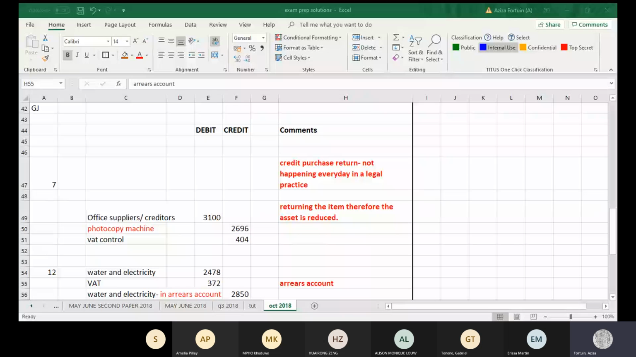Okay, let's go for the trust cash receipts journal. What are we going to record in our trust cash receipts journal? We're going to record the 115,500 in our receipt.